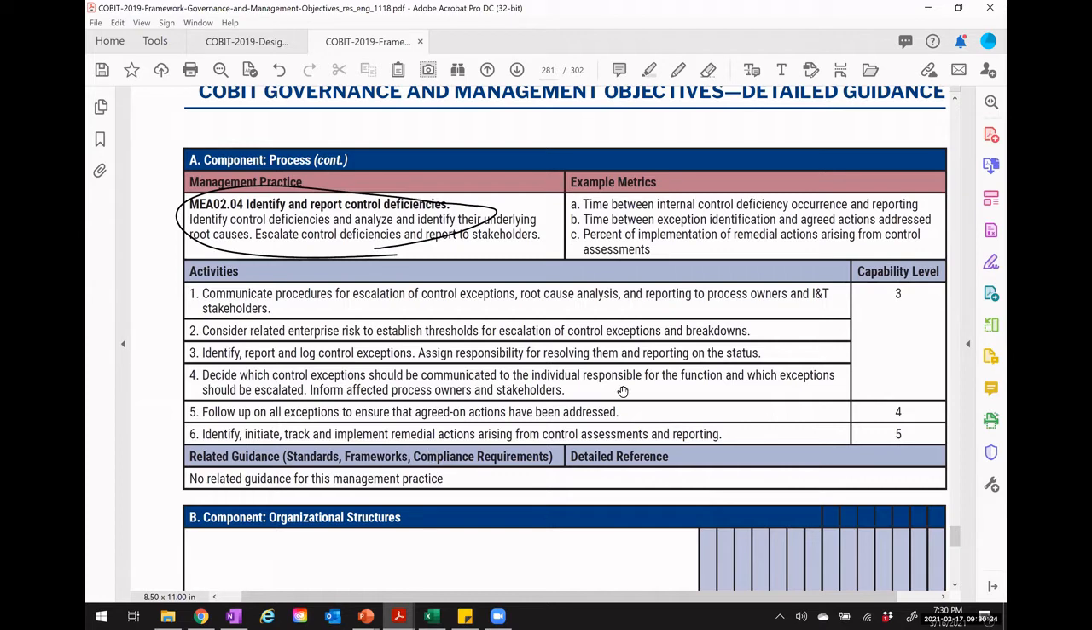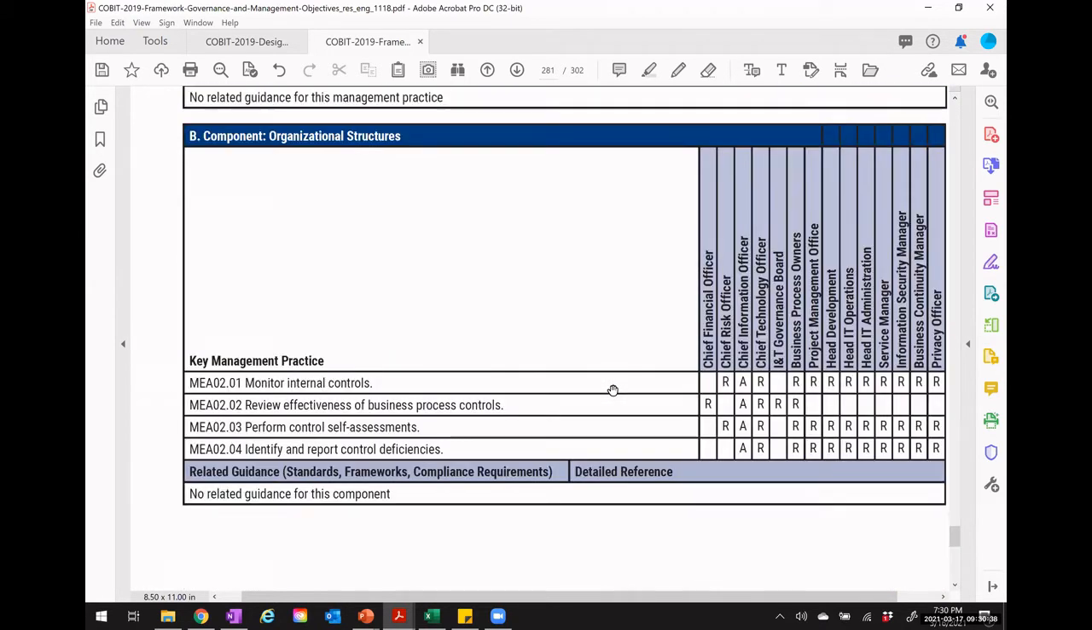But remember, there's more than just one component. We just looked at the process component. So as an auditor, I need to know who does what sometimes. So we had those practices here. Remember what you're looking at right here, those 4 practices are what I call control objectives.